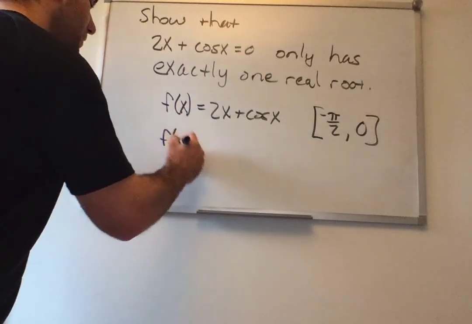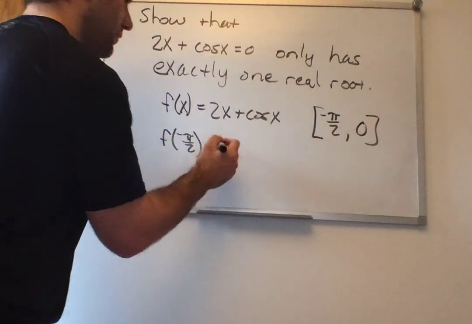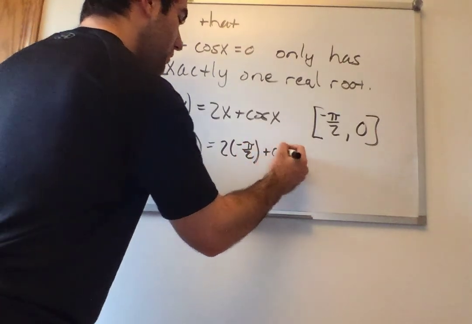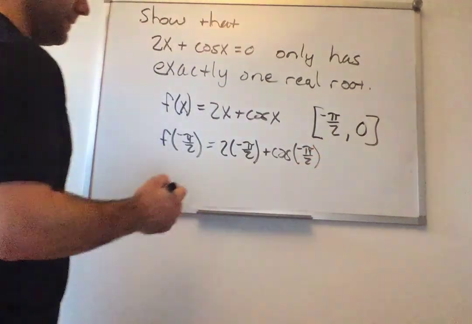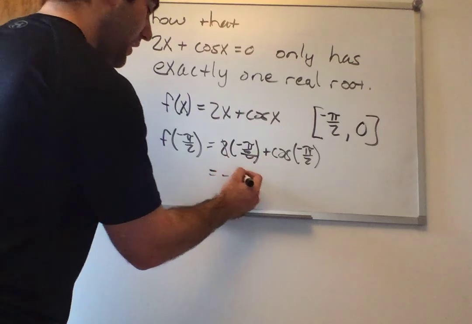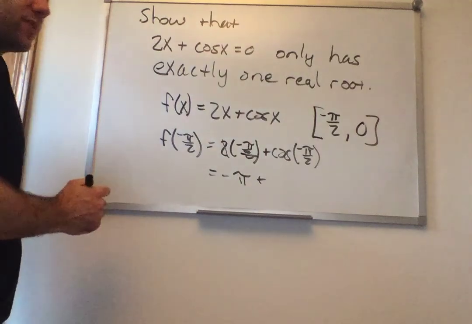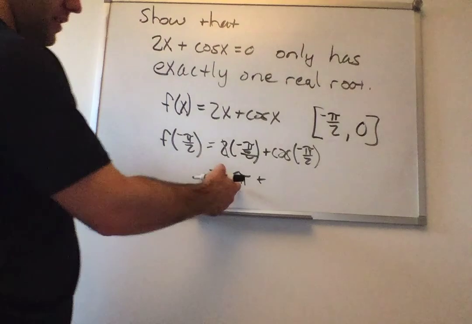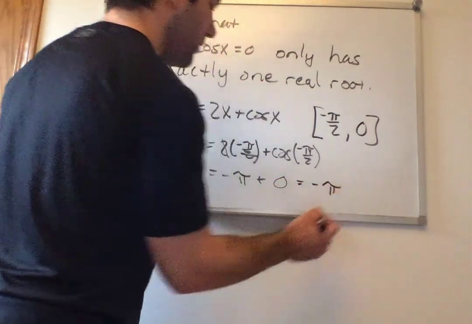So if you remember how to do these, if you just plug in the endpoints, 2 times negative pi over 2 plus cosine of negative pi over 2. Well, let's see, the 2's cancel here, which is equal to negative pi plus, well, cosine of pi over 2 is 0, so cosine of negative pi over 2 is also 0. Right here, you get plus 0, which is just equal to negative pi.